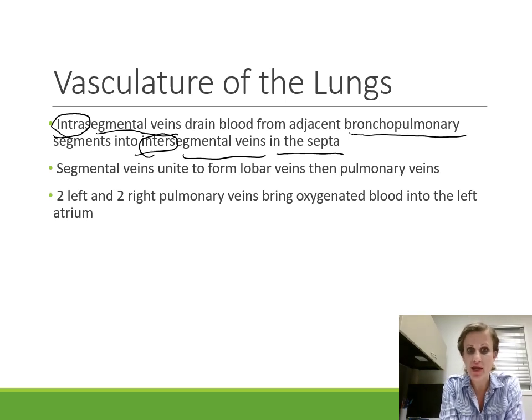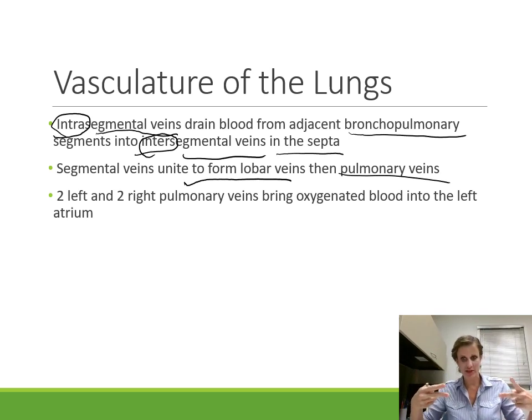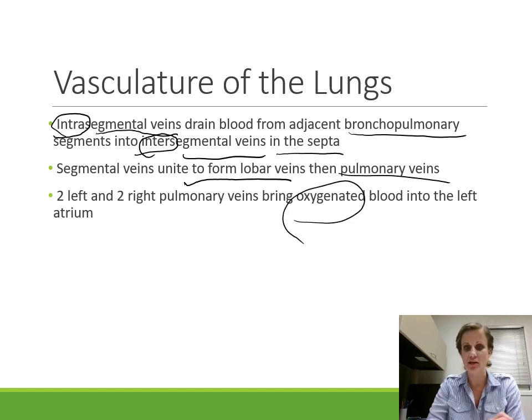Segmental veins end up uniting to form lobar veins. The lobar veins unite to form pulmonary veins, and we have two pulmonary veins on each side. We have a superior and inferior. So when we're naming the pulmonary veins, there's a right superior pulmonary vein and a right inferior pulmonary vein, left superior pulmonary vein, and left inferior pulmonary vein. Again, these are going to be bringing oxygenated blood and dumping it into the left atrium.